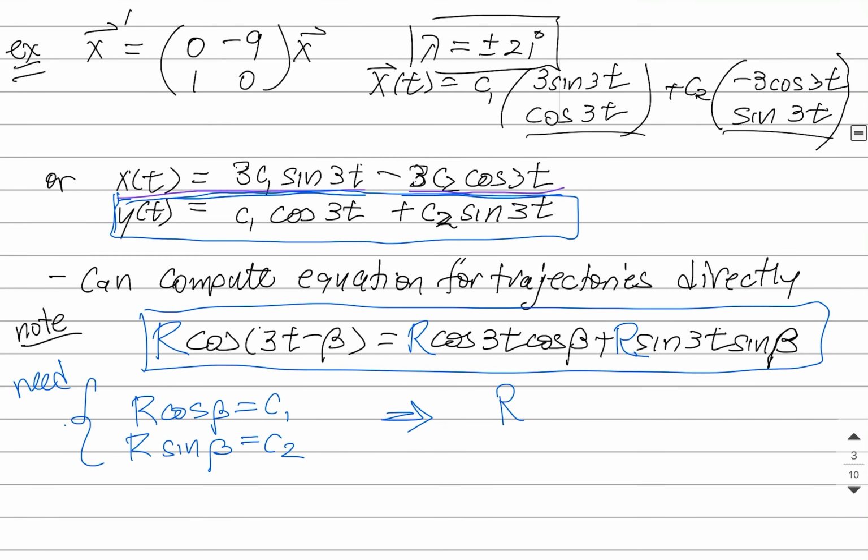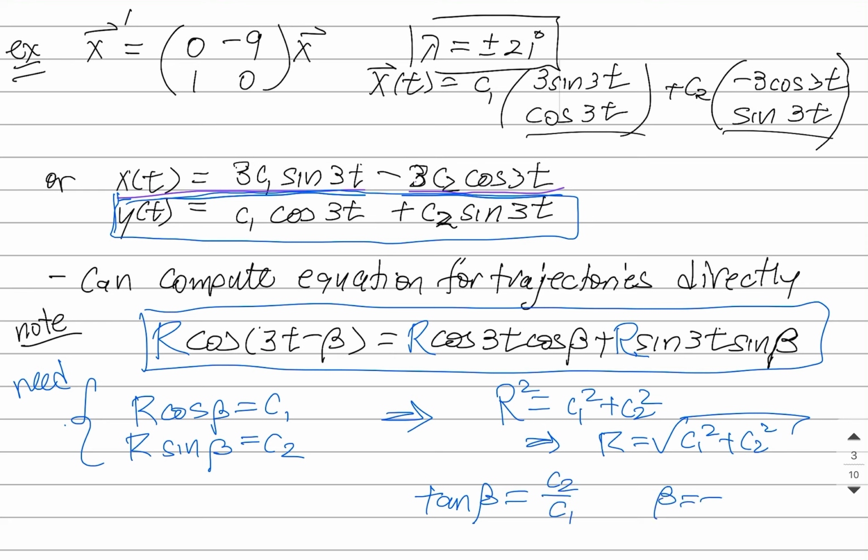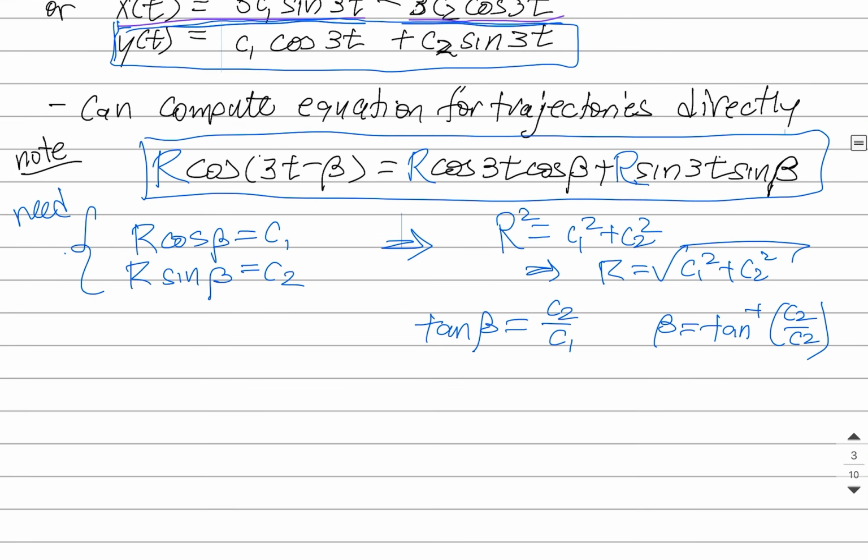So given that I can find C1 and C2, if I square both of these equations, I'll end up getting r squared is C1 squared plus C2 squared. So this will tell me that r should be the square root of this expression. And tangent is sine over cosine, so I can find here that the tangent of that phase angle is simply going to be C2 over C1. So if I needed a specific number, I could always compute this. So what this tells me is that y of t could be written as some r cosine of 3t minus beta.